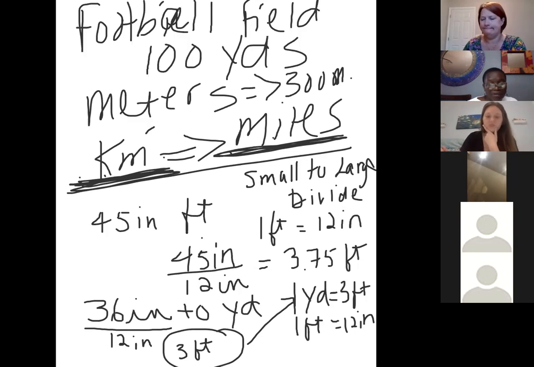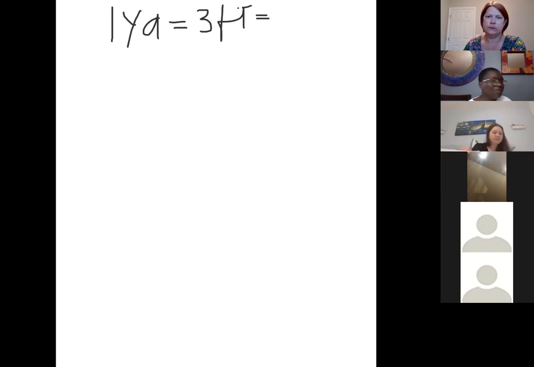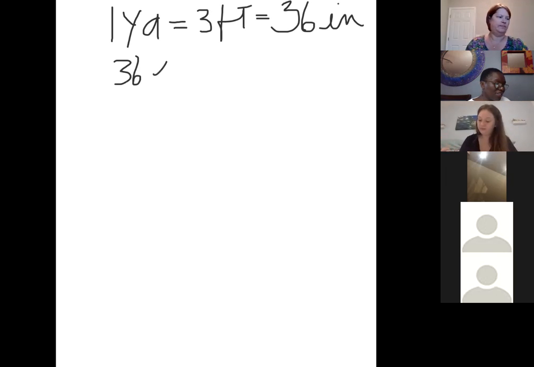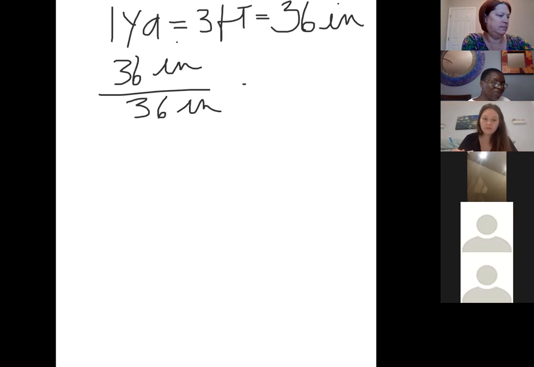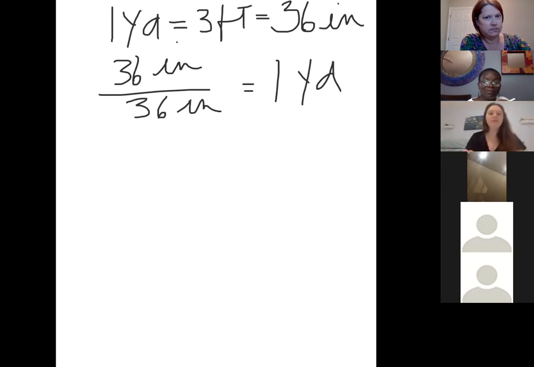Now, the other thing you could have done with this one is this. Since 1 yard is equivalent to 3 feet, that means that 1 yard could also be equal to 36 inches. So you could have just taken the 36 inches and divided by 36 inches, and that would have given you the number of yards. And there you go.